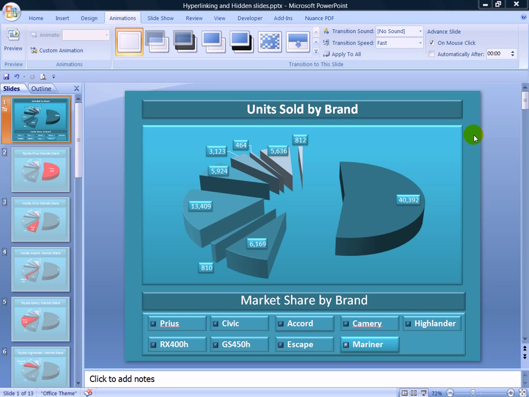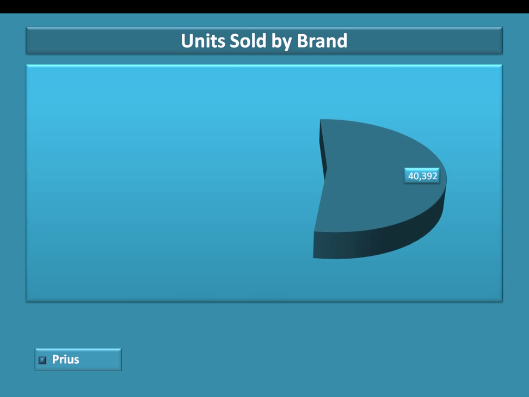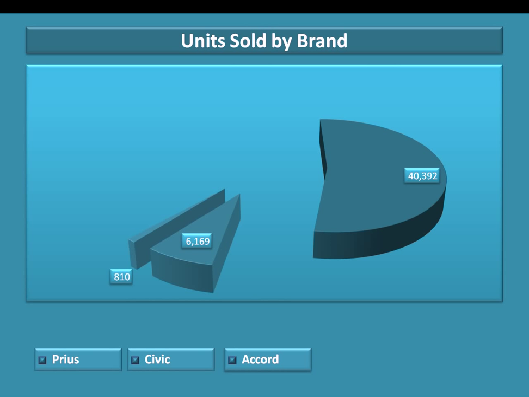Some of it's automated, some of it's on click. We'll just play with it here a minute. Let me get it started. We better get it selected if we're going to do that. And so we're just talking about units sold by brand. We've got some effects that simply say, okay, we've got the Prius coming on at 40,000 units, Civic 6,000 units. You can see what's going on as the pie slice comes on. Basically, a button at the bottom of the slide comes on to identify the brand.